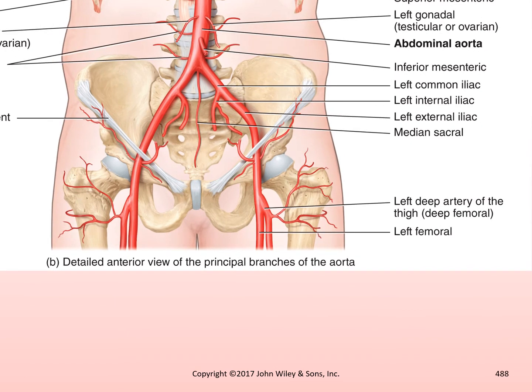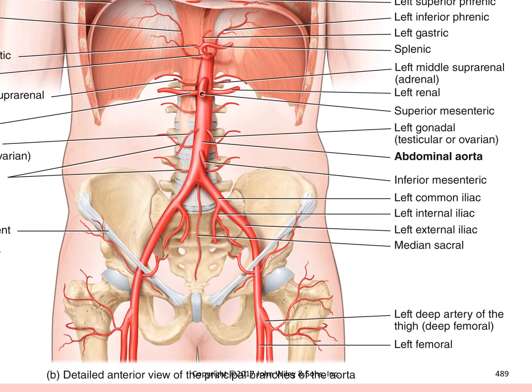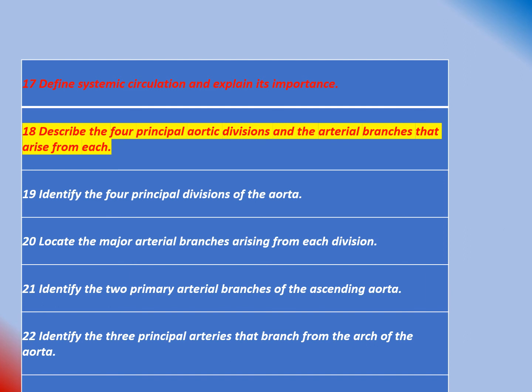All of these blood vessels we've been talking about come off the abdominal aorta. Other blood vessels that come off the abdominal aorta are the superior mesenteric artery and the inferior mesenteric artery. Also, the renal arteries that feed the kidneys and the gonadal arteries which feed the ovaries or testes.